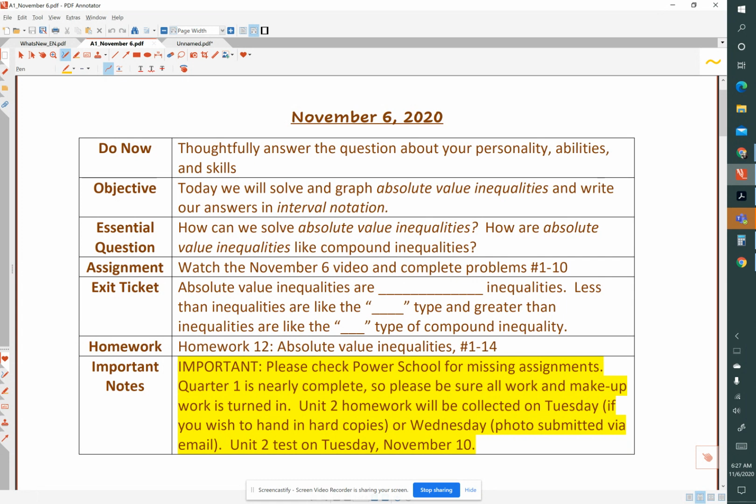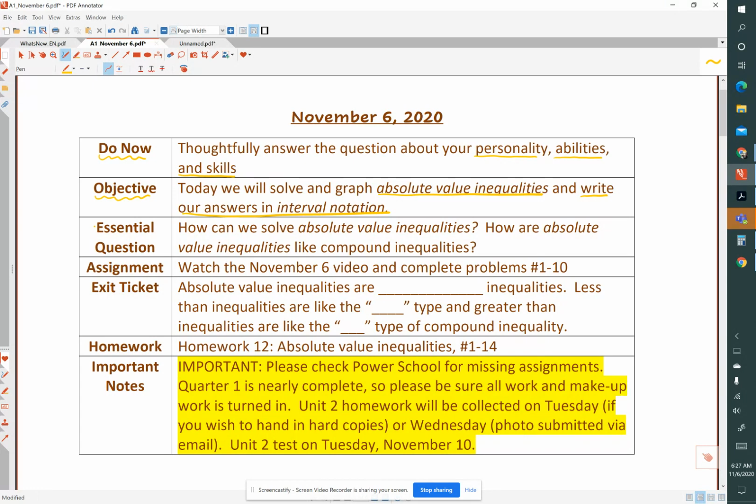We have a lesson today about absolute value inequalities. We'll start, as usual, with our do now. I want you to thoughtfully answer a great question about your personality, abilities, and skills. Our objective today will be to solve and graph absolute value inequalities, and we will write our answers in interval notation. So we're going to solve, graph, and write in interval notation.